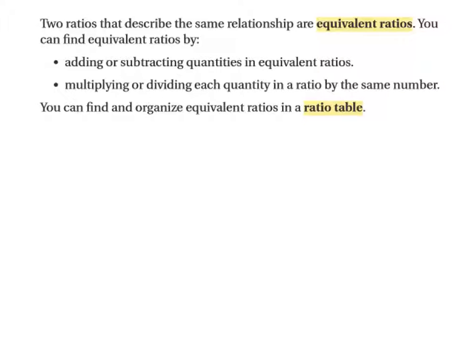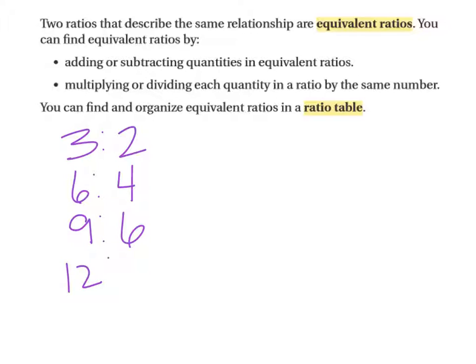If we have a ratio such as 3 to 2, an equivalent ratio to that would mean multiplying each of these numbers by 2, for example, and getting 6 to 4, or 9 to 6, or 12 to 8. You can find and organize equivalent ratios in a ratio table, as we will see.